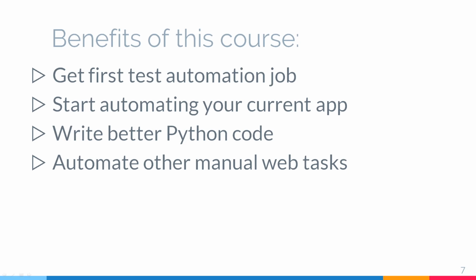At the end of this course, you should have enough knowledge to land your first test automation job, start automating tests in your current company, or just automate some repetitive web tasks that you don't like to do manually. For example, a few years ago, I automated job search on dice.com. So instead of opening Dice and searching for jobs every morning manually, I created a small test automation project that does it instead of me, and I just reviewed the results at the end.